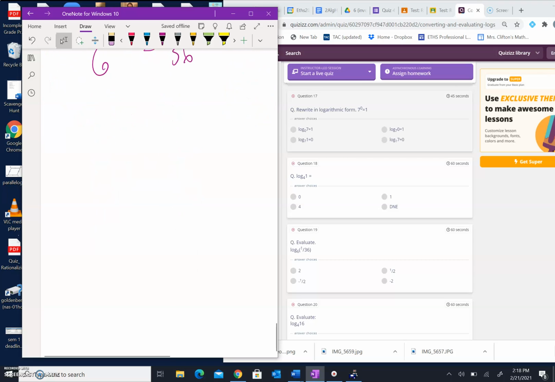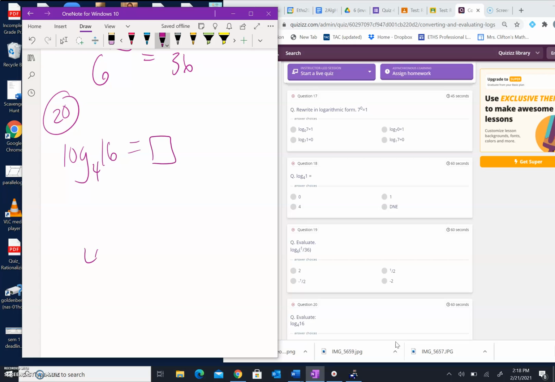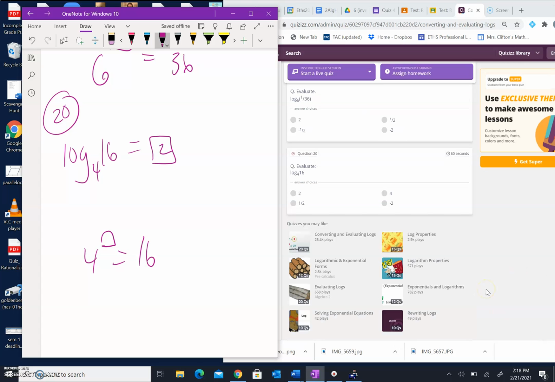Okay, and then final one, we are evaluating, this is for number 20, log base 4 of 16. It's saying 4 to what power is equal to 16? It's going to be 4 squared. And that is it for our Quizizz review.